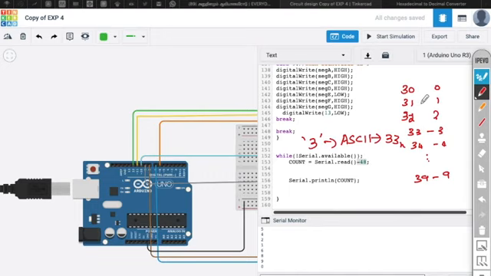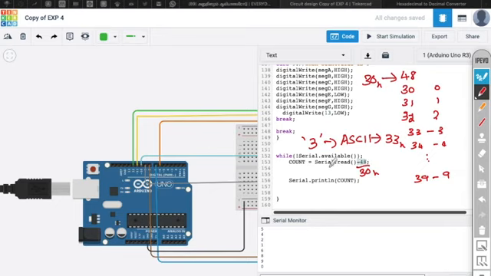31 minus 30 hexa will return 1. 32 minus 30 will return 2. 33 minus 30 will return 3. So this is a simple idea to convert from ASCII to decimal. Here we have to subtract 30. If you represent 30 hexadecimal in decimal format, it is 48. So that's why we are subtracting by 48 here. Instead of 30 hexa, we are representing it in the decimal format, that is 48.